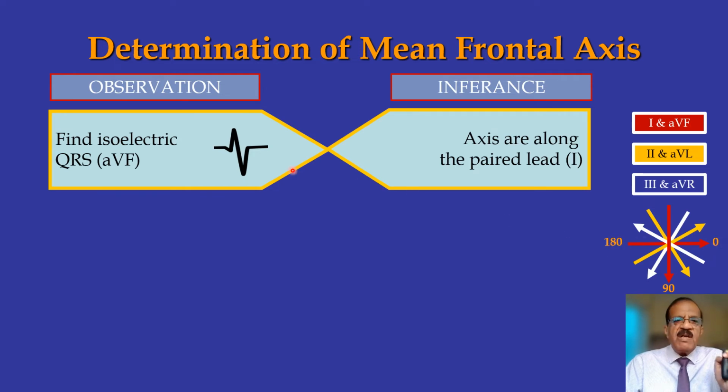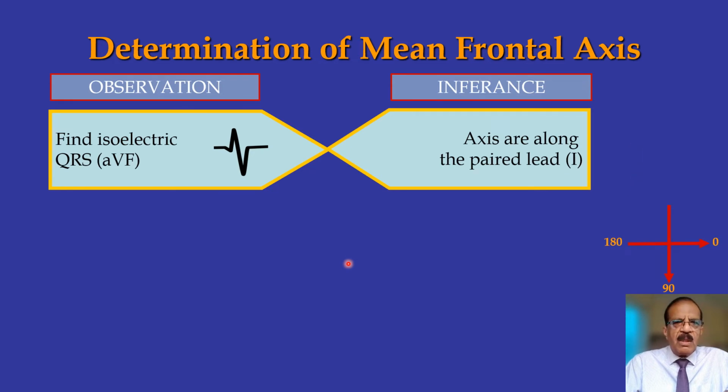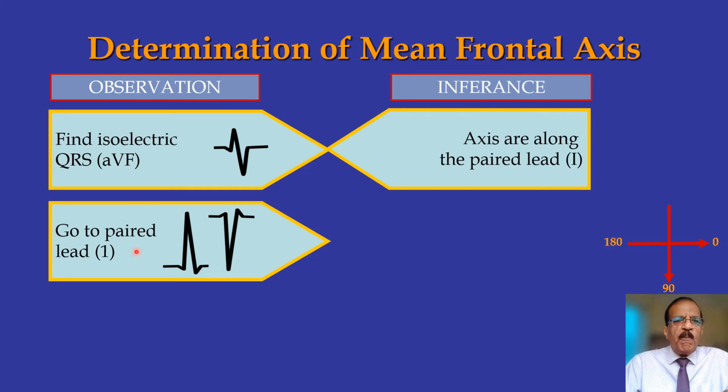Okay, so from the first observation, if we find an isoelectric complex in AVF, we can draw the inference that current is flowing along lead 1, because lead 1 happens to be at right angle to AVF. Now let's go to observation number 2. That is, go to the paired lead, and this is lead 1.